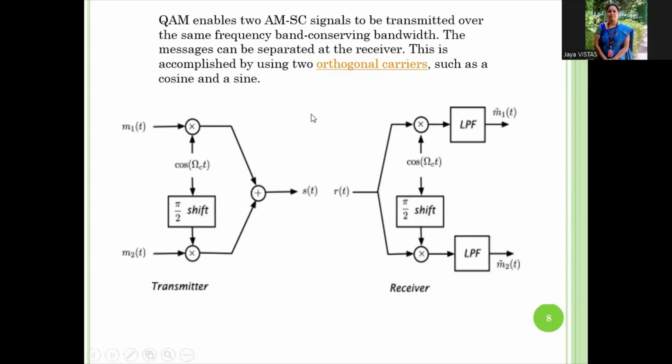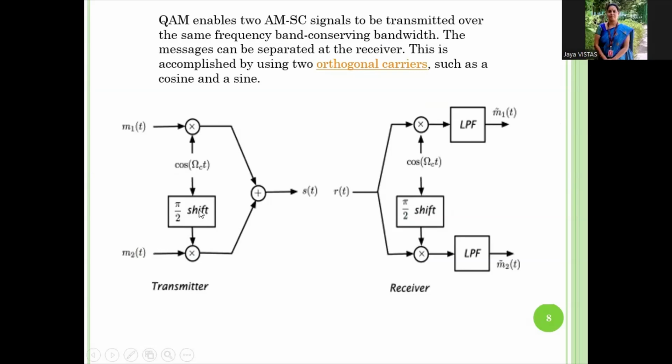So here is the transmitter and receiver diagram. QAM enables 2 AM signals to be transmitted over the same frequency band, conserving bandwidth. So the messages can be separated at the receiver. This is accomplished by using 2 orthogonal carriers such as cosine and sine wave. Here M1 of t and M2 of t. So this is the transmitter and this is the receiver.